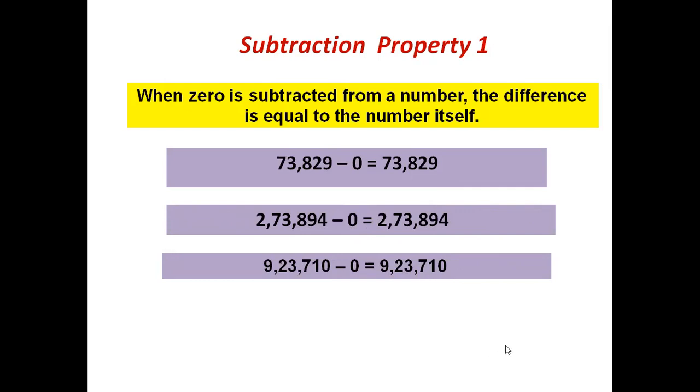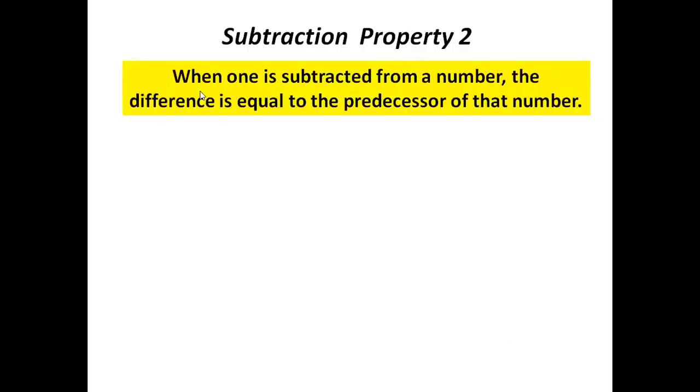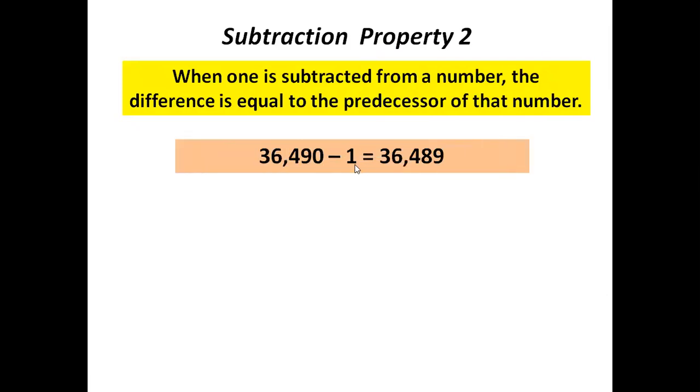Okay, let's move on to the next property. It says when 1 is subtracted from a number, the difference is equal to the predecessor of that number. Remember, in addition, when 1 is added to any number, it gives a successor. It is the opposite of this. When 1 is subtracted from a number, it gives the predecessor. The difference is equal to the predecessor of that number.